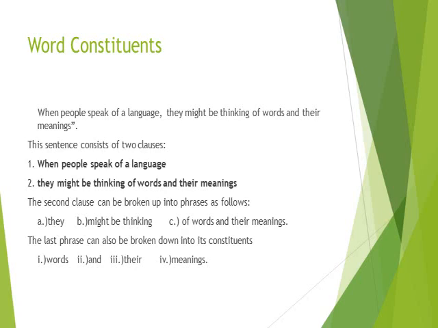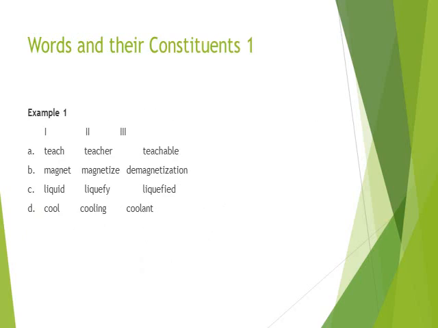That will generate phrases and words: "they," that's one chunk; "might be thinking," that's another chunk; and the last chunk is "of words and their meanings." The last phrase can also be broken down into smaller constituents: we have "of," "words," "and," "their," and "meanings." All right. So now let's move on and look at words and their constituents.